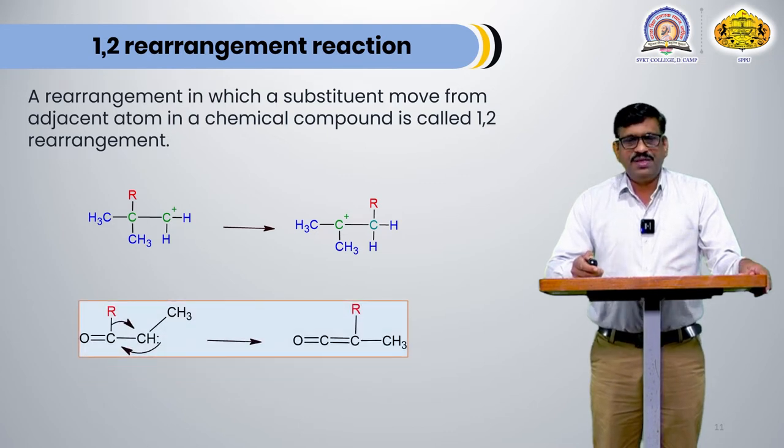In the second example, migration of the R group, which is attached to the carbonyl group, is shown, and in this case an isocyanate intermediate is obtained. This type of rearrangement is called 1,2 rearrangement reaction.